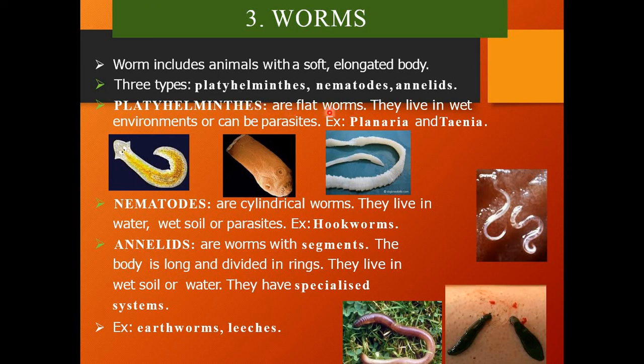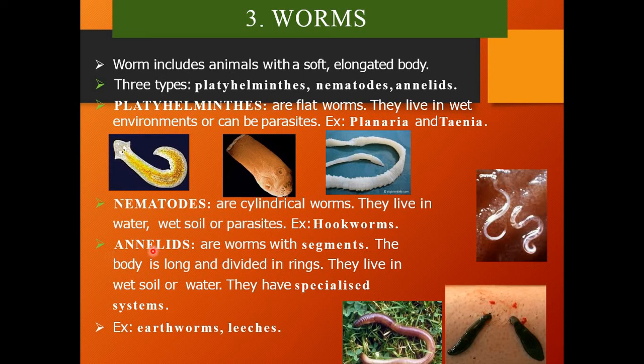Platyhelminthes are flatworms. They live in wet environments or can be parasites, for example planaria and tapeworms. Both of these are platyhelminthes. This one we normally call the planaria. The second here, nematodes, are cylindrical worms. They live in water, wet soil, or as parasites, for example hookworms.